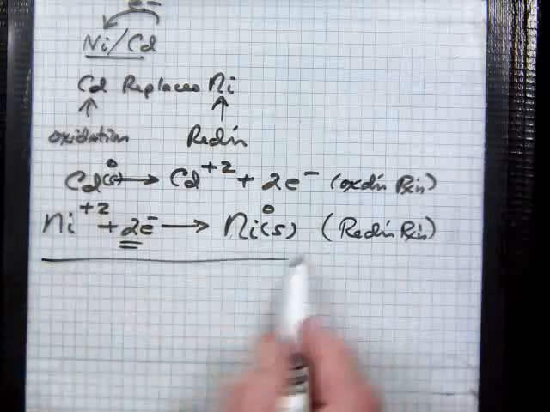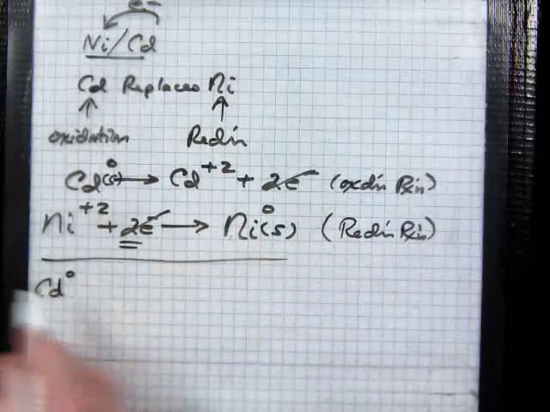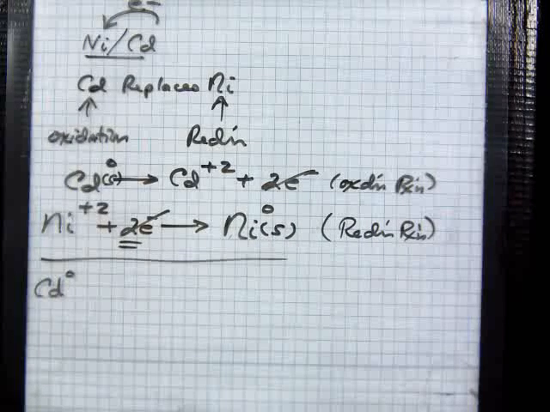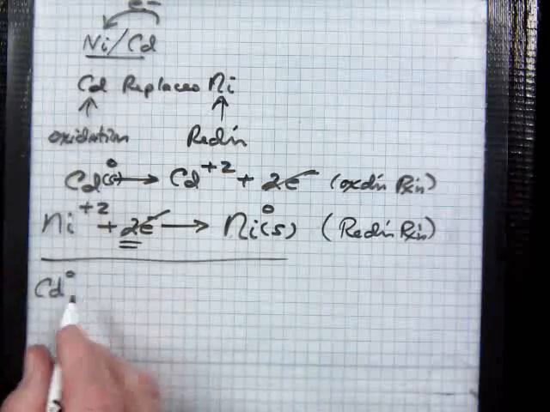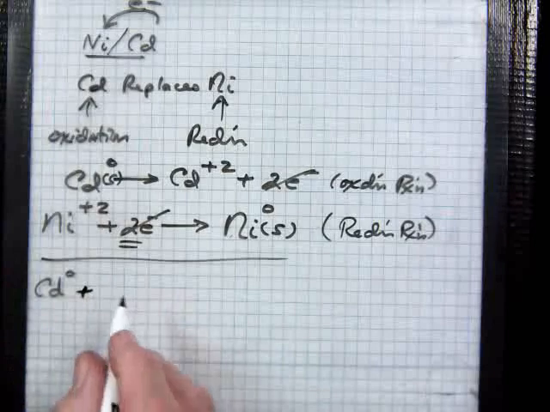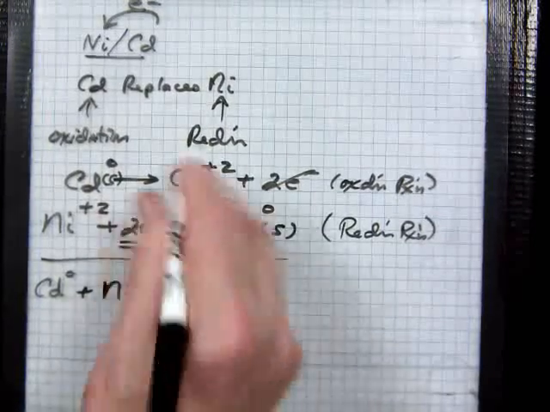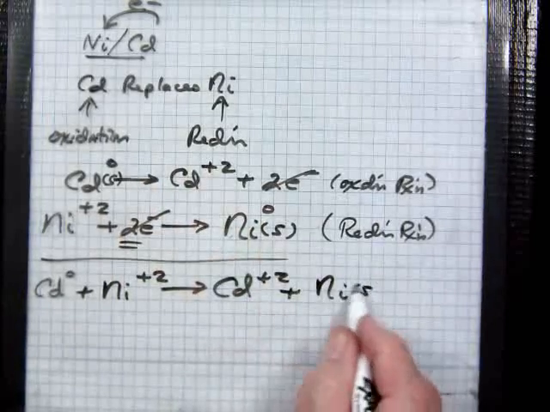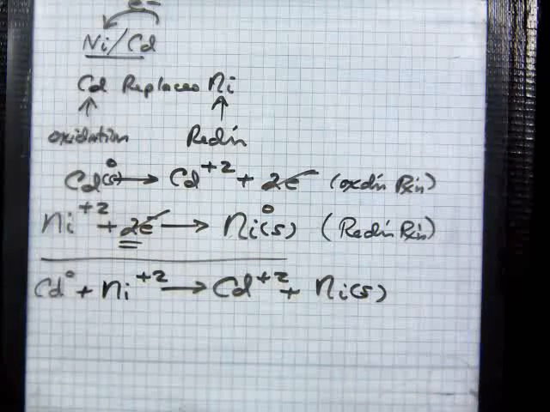And so these will cancel, and now you can write cadmium. Typically the replacing element or the neutral standard state is given first. This is kind of a tradition. And then nickel plus 2 goes to the cadmium plus 2 plus nickel. And there's your net ionic equation. So you have to use the activity series to define it.